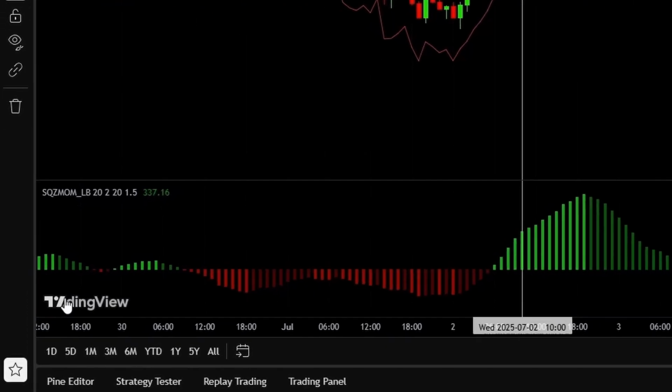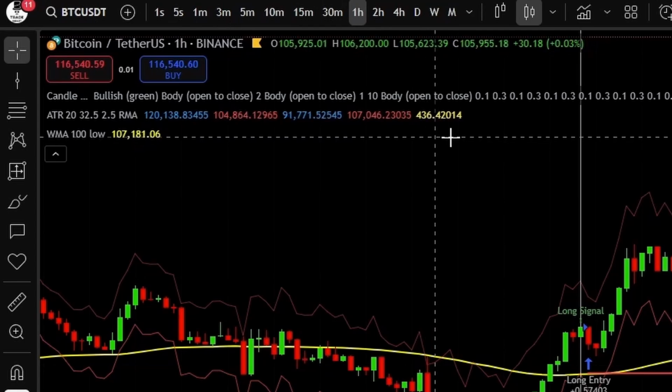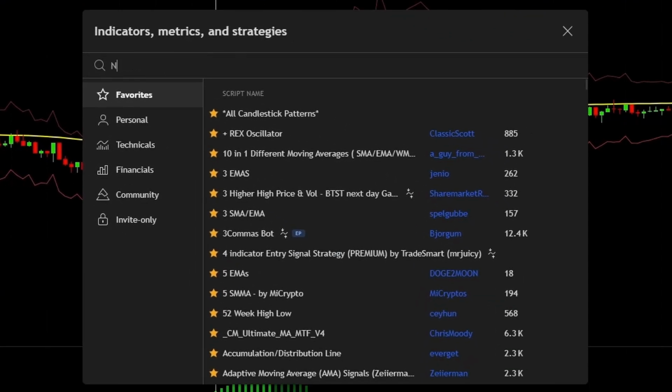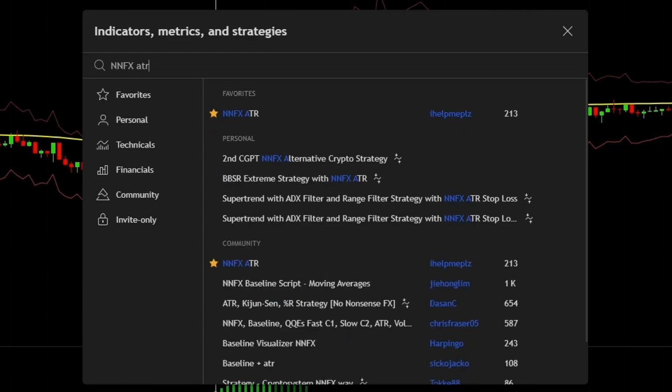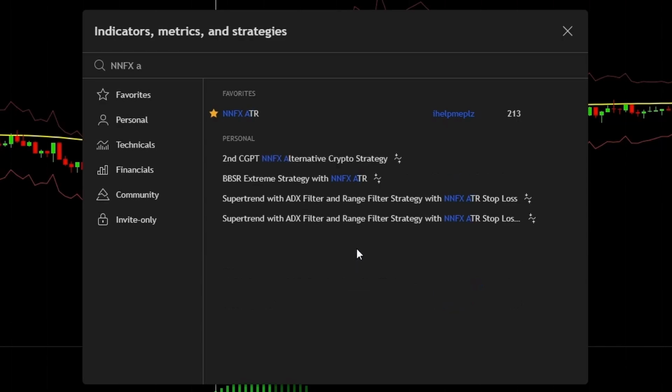As always, first head over to TradingView and this time set up the BTC USDT 1-hour chart. Once you got that, let's add our indicators. Open up the Indicators tab and first type in NNFX ATR and add this one to your chart. We will use this indicator for our base stop loss and take profit levels.